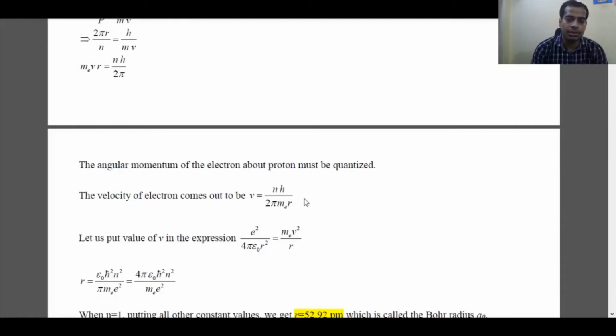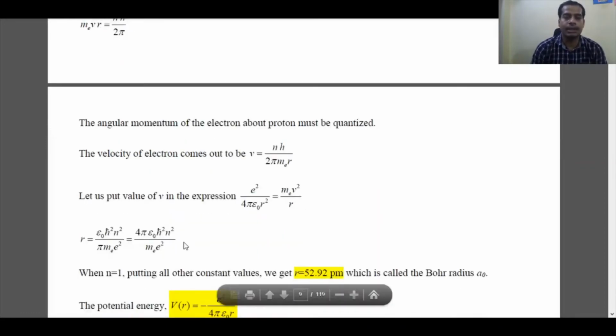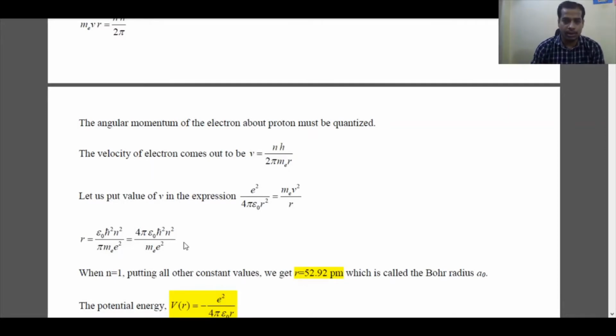Then we substitute the velocity of the electron expression in the first expression. What was our first expression? It stated that the Coulombic force of attraction is equal to the centrifugal force. So in that expression we substitute the velocity of the electron. By doing that we get the radius of the electronic orbit, which means the distance of that orbit from the nucleus in which the electron is revolving. r is the radius of the orbit.